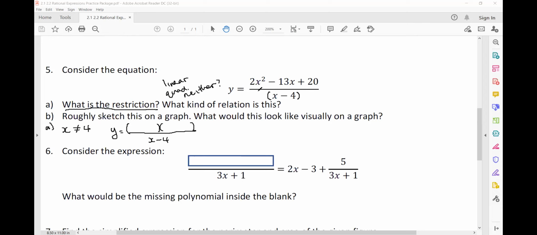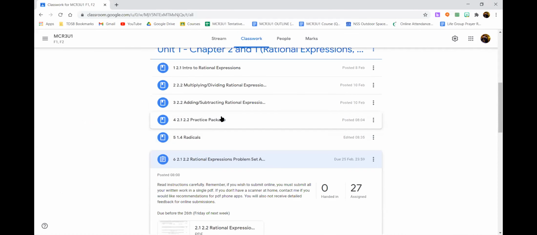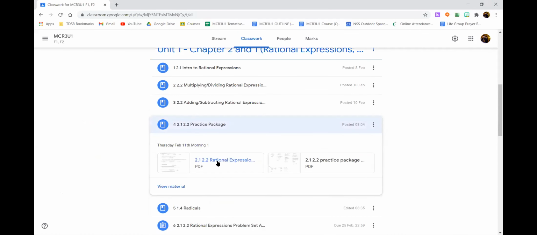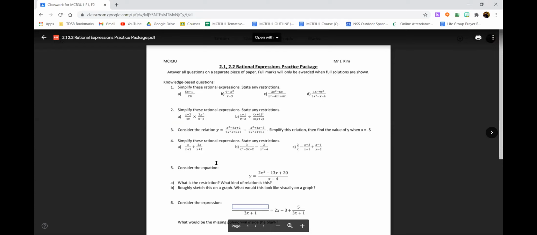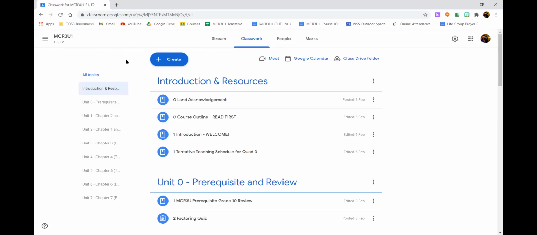Helen, what sheet are we doing right now? It is the 2.1, 2.2 rational expressions package. Is this one, number four. Take a look at that one.